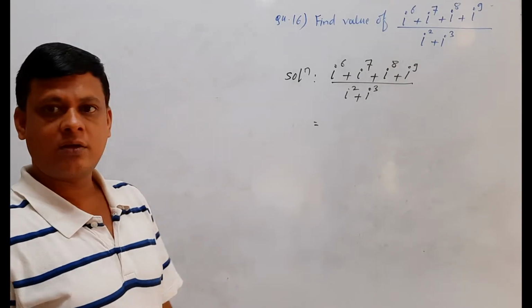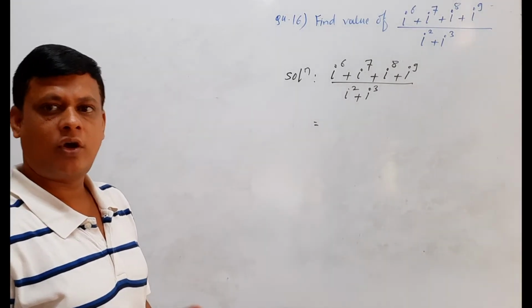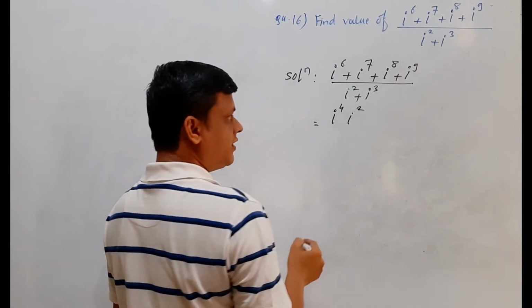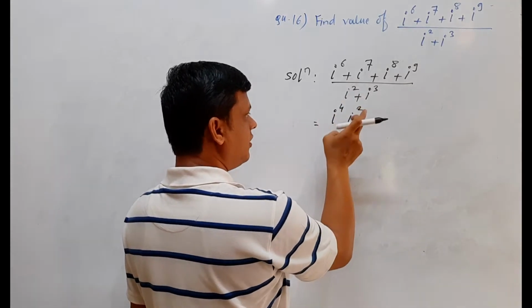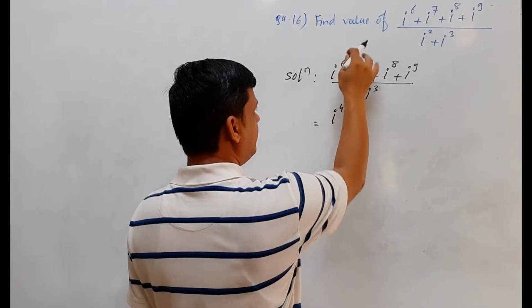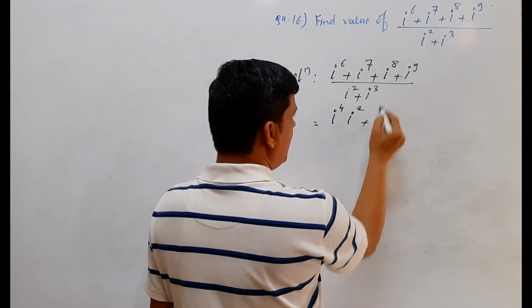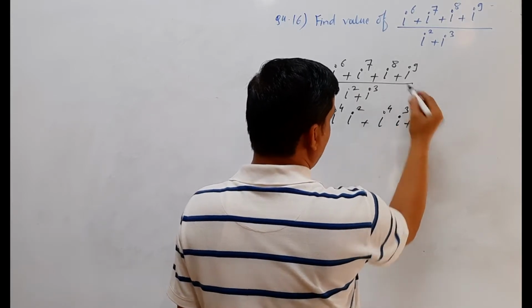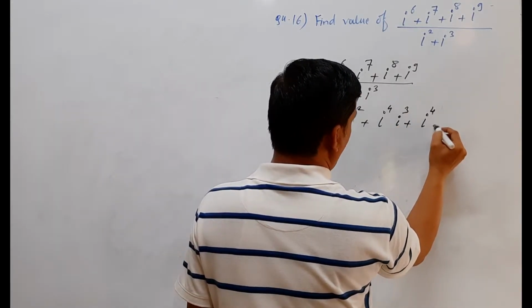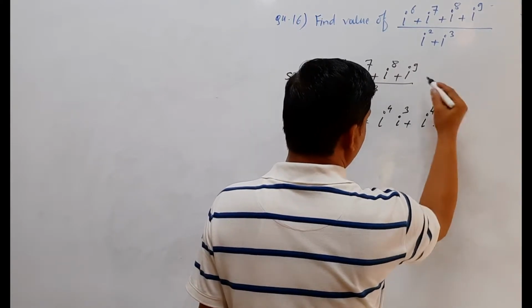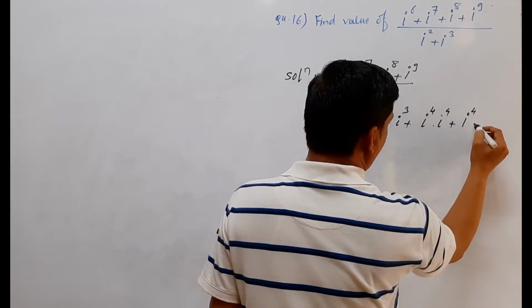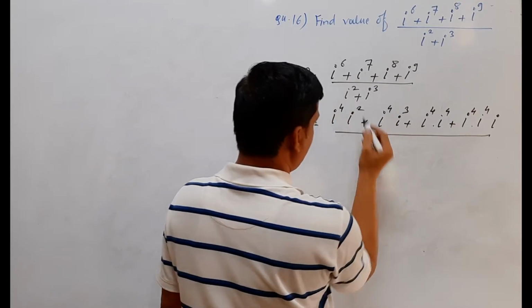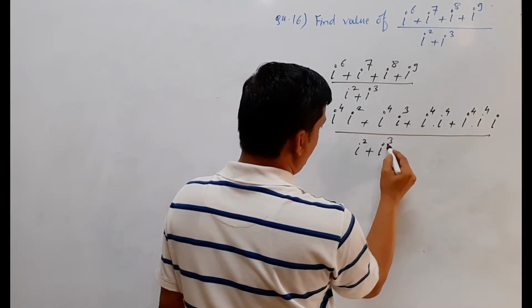Now reduce the power in power 1, 2, 3 or 4. So i raised to the power 6 we reduce as i raised to the power 4 into i raised to the power 2, because i raised to the power 4 is 1. So we reduce that i raised to the power 6 as i raised to the power 2. i raised to the power 7 as i raised to the power 4 into i raised to the power 3, plus i raised to the power 8 as i raised to the power 4 into i raised to the power 4, plus i raised to the power 9 as i raised to the power 4 into i raised to the power 4 into i, upon i square plus i cube as it is.